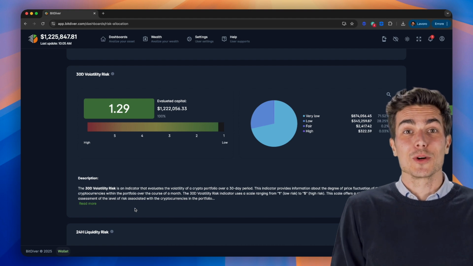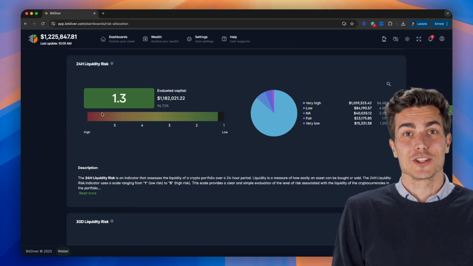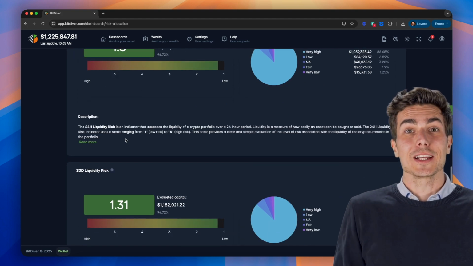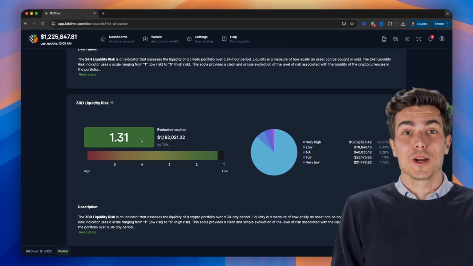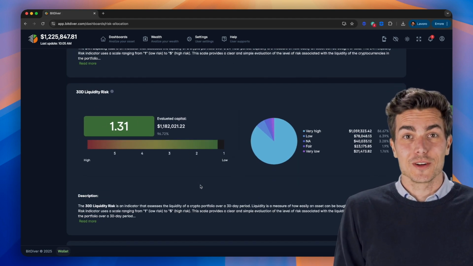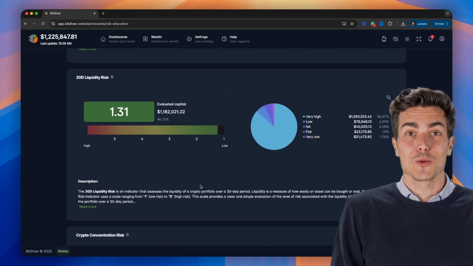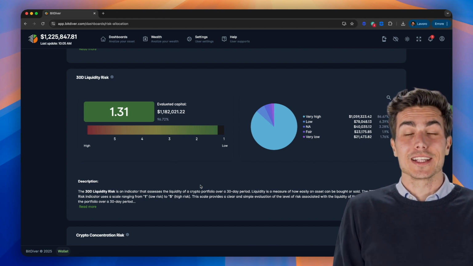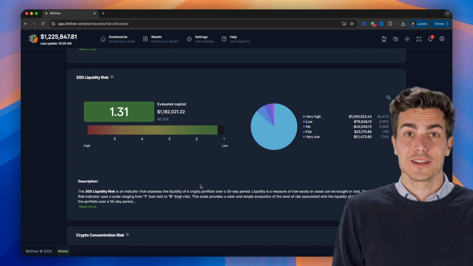Similarly, you have 2 liquidity indicators, 24H liquidity, how quickly you can sell an asset within a single day. 30D liquidity, the same measurement, but over a month. Liquidity risk helps you realize how long it might take to find a buyer willing to purchase your asset. If liquidity risk is high, you may struggle to sell quickly at your desired price, and could be forced to sell at a discount to recover capital fast.